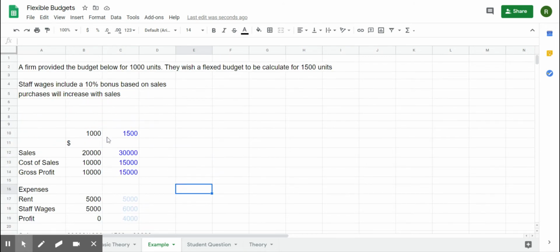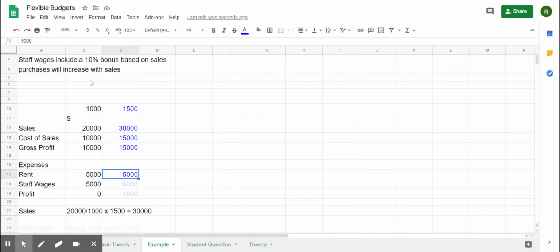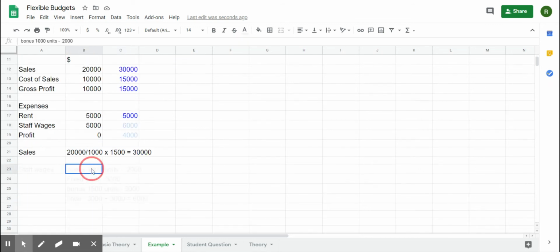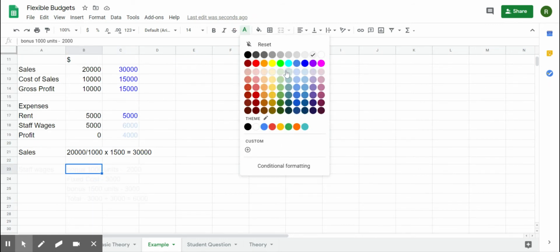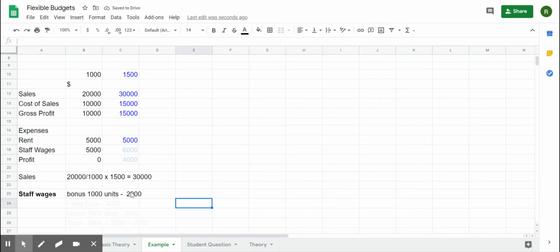Rent will stay the same, that's a fixed cost, so we don't need to change the number for that. And then we get onto the slightly more tricky calculation that we need to do for the staff wages. The first thing we need to do is to find out what the bonus was when we had 1,000 units being sold. And we know that's 10% of 20,000. So the bonus for the staff wages at 1,000 units of output was 2,000.